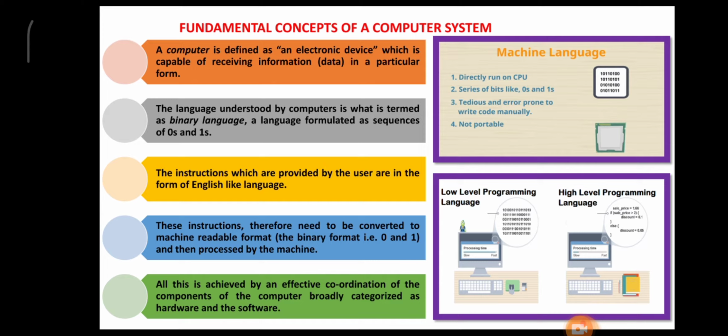Second point, the binary, the language understood by computers, which is what is termed as binary language, a language formulated as a sequence of zeros and ones. For that I have given you an example of a bicycle. A bicycle has two wheels, so the language is formulated as a sequence of either zeros or ones.